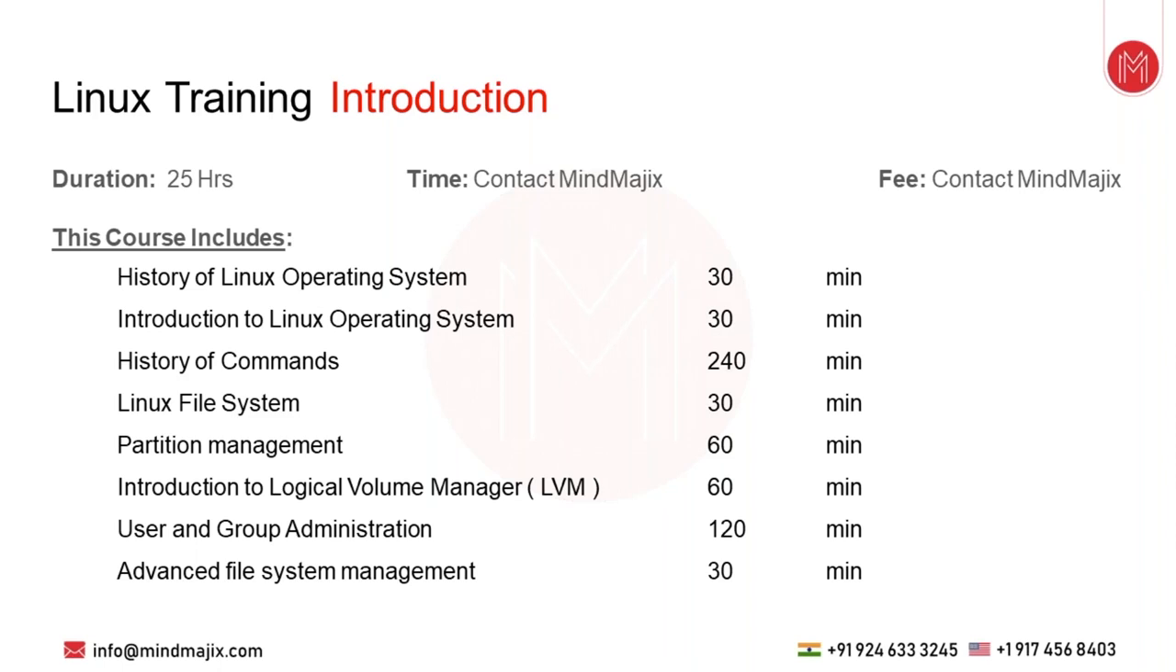Before that, we can discuss partition management. How many types of partitions are there? Primary partition, extended partition, logical partition, hexa code number, and swap partition. What is the hexa code number? How to change the hexa code number? How to change primary to extended, extended to logical? Then you can go on to partition management.